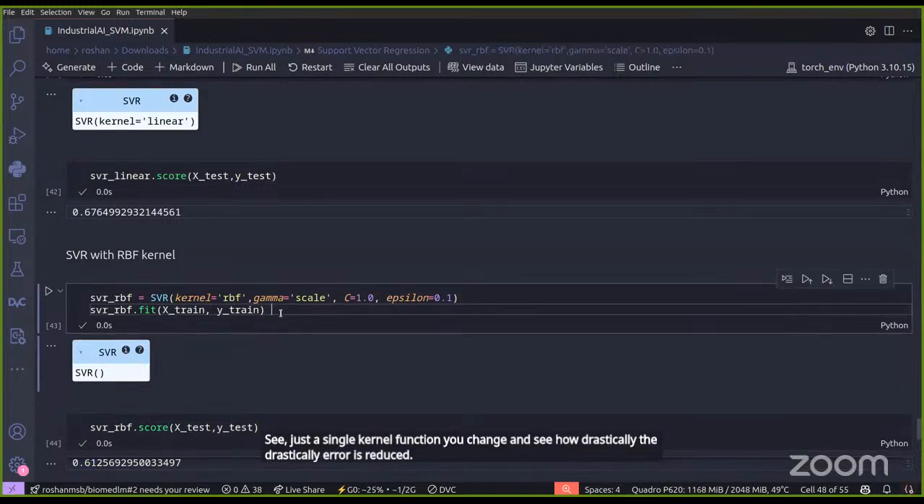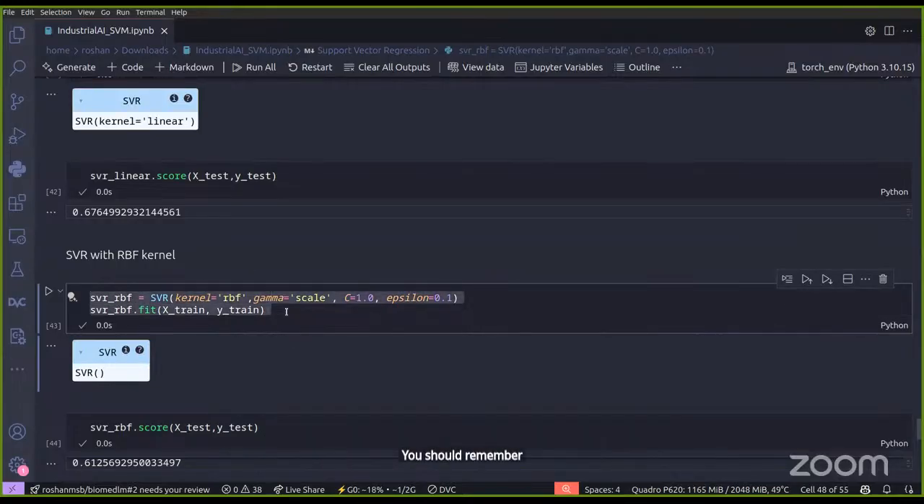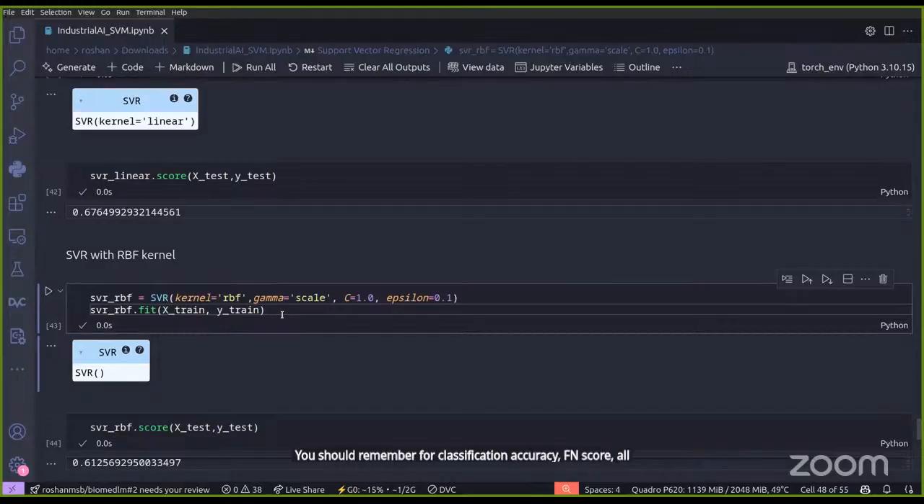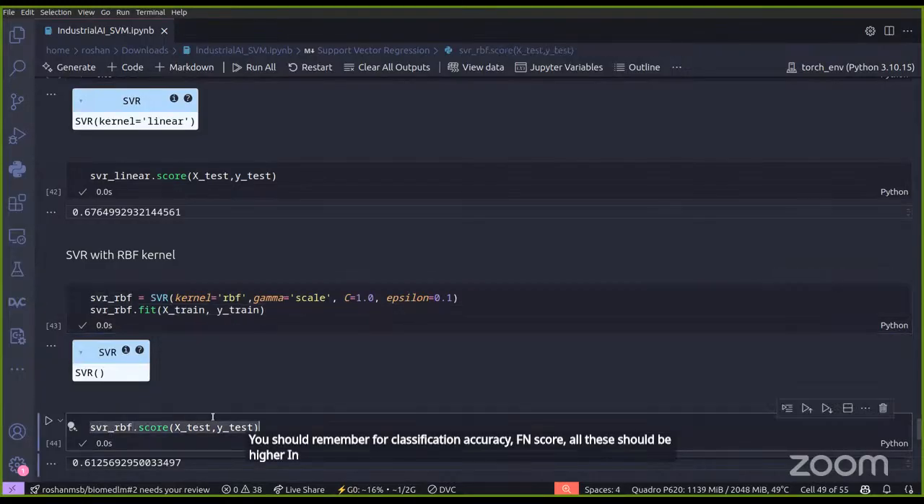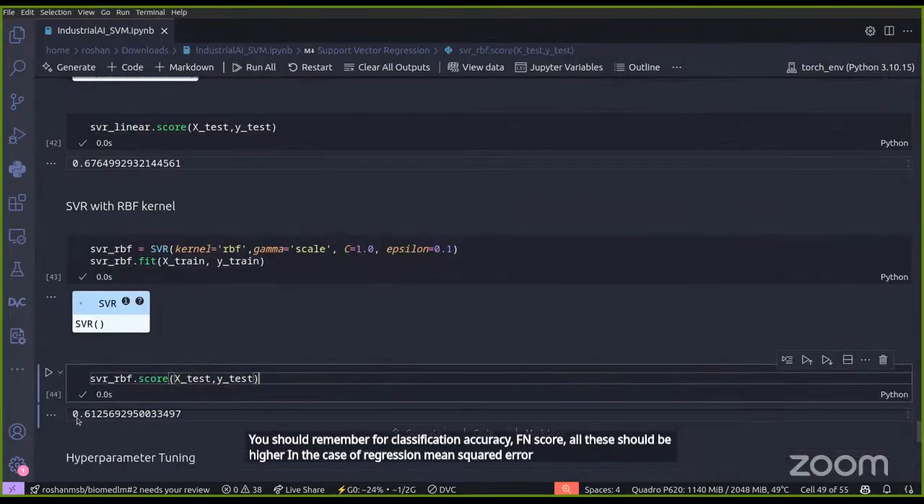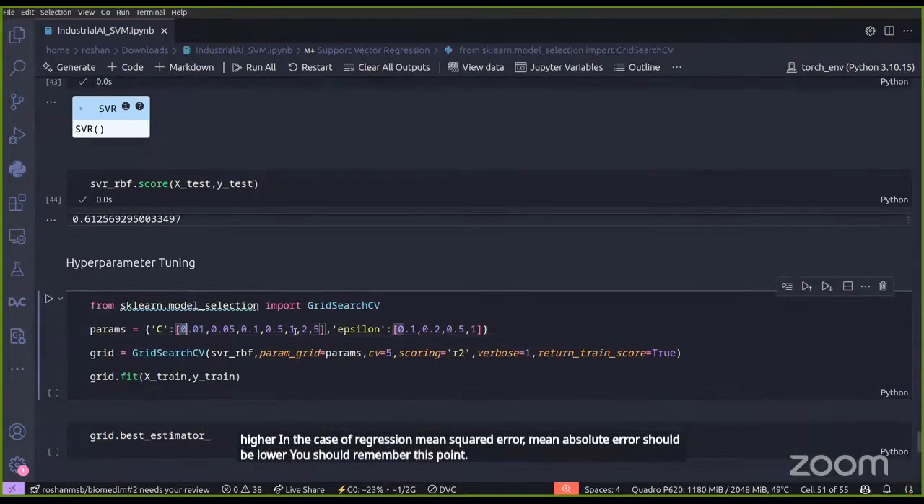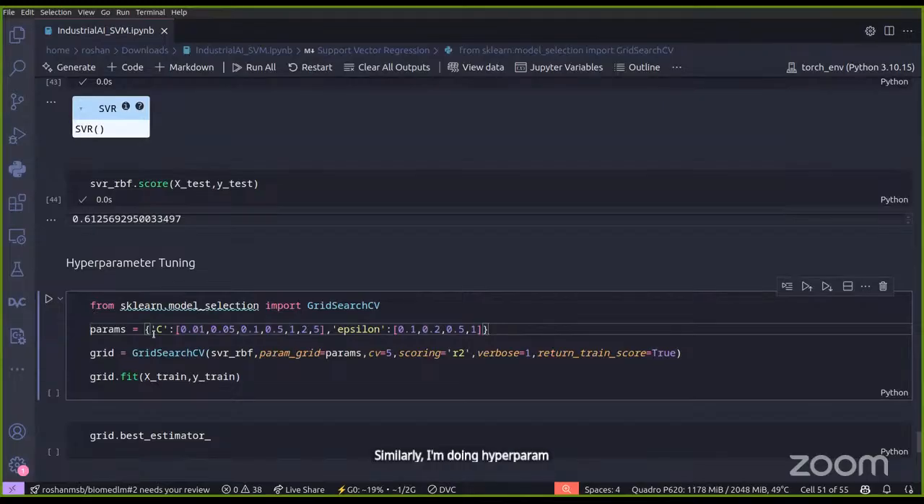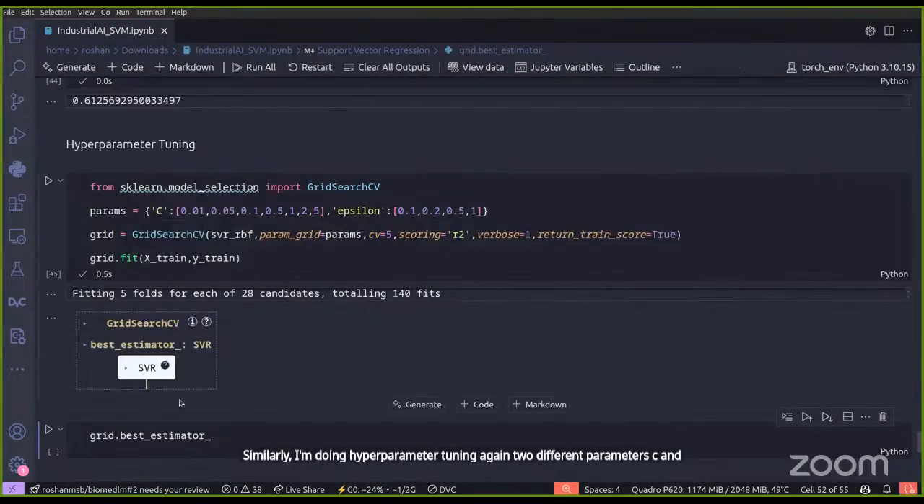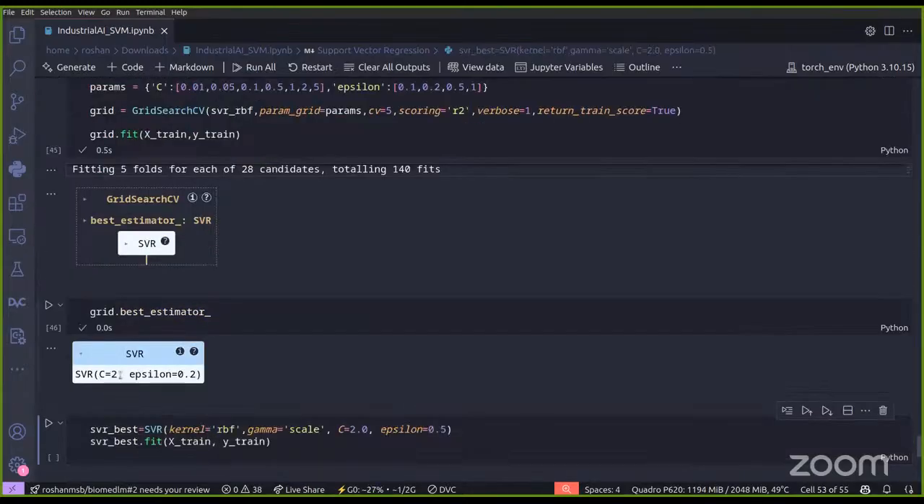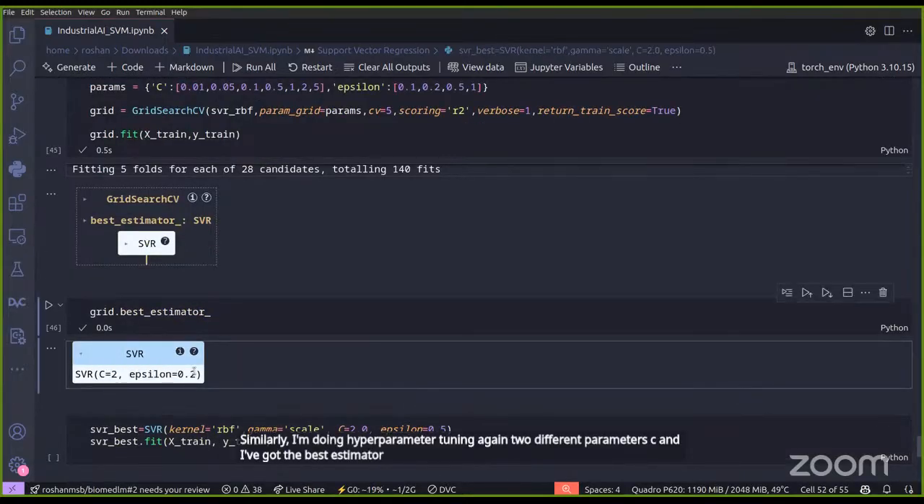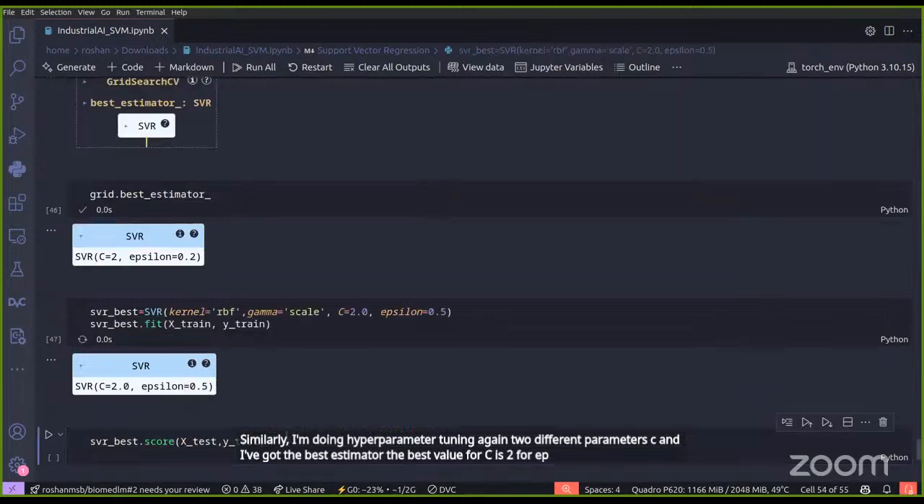You should remember for classification, accuracy, F1 score, all these should be higher. In the case of regression, mean squared error, mean absolute error, it should be lower. You should remember this point. Similarly, I'm doing hyperparameter tuning again. 2 different parameters, C and epsilon. I've got the best estimator. The best value for C is 2, for epsilon is 0.2. Using the RBF kernel.